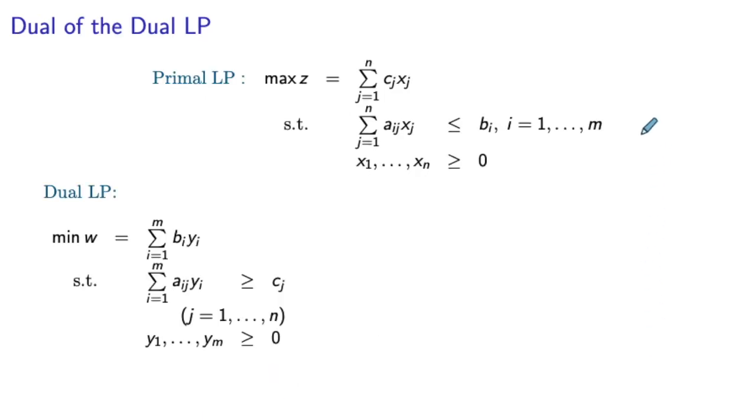Alright, so let's look at the same primal maximization problem in the canonical form. We just formulated the dual of this LP, right? So now, what if we try to formulate the dual of this dual LP? This is our dual now, it is in the canonical minimization form. To formulate its dual, we are going to convert it into a maximization problem in the canonical form.